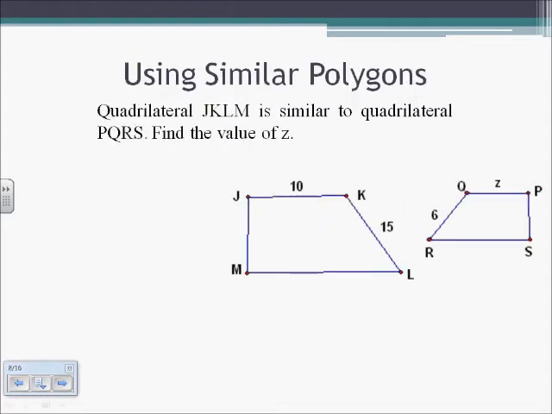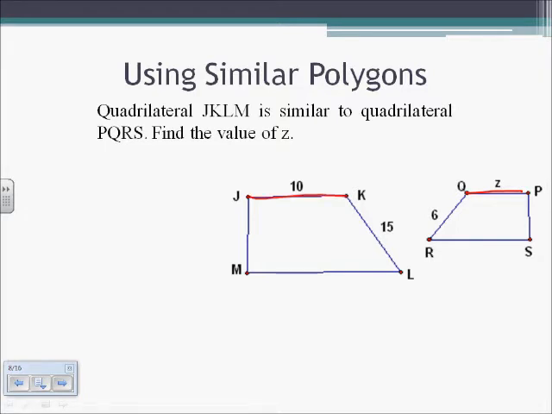Alright, using similarity statements, quadrilateral JKLM is similar to quadrilateral PQRS. Find the value of Z. So I have Z on top here, QP. It's in the same spot as JK, which is 10.